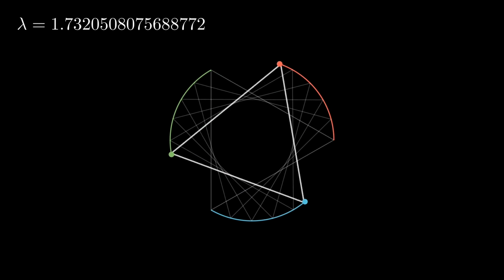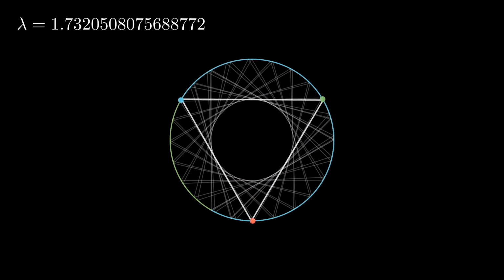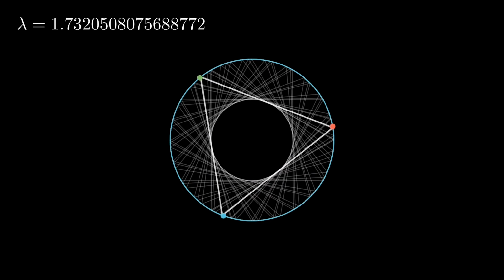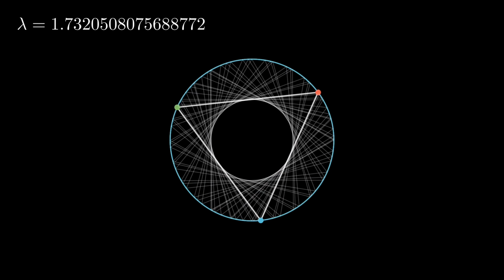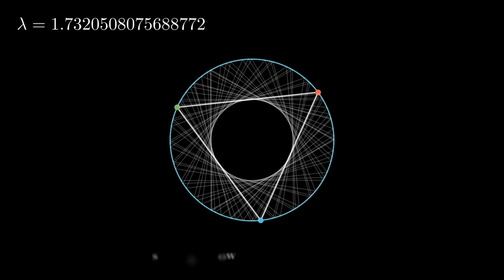Now at the critical value lambda equals root 3, this is where the denominator in our formula vanished. As expected, there is no convergence. The bugs keep spiraling in a warped spiral, but they never meet. They stay confined to a fixed orbit, stuck in a strange dance, forever chasing without catching up.